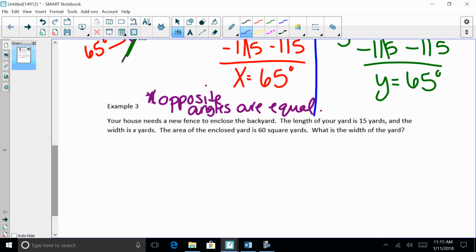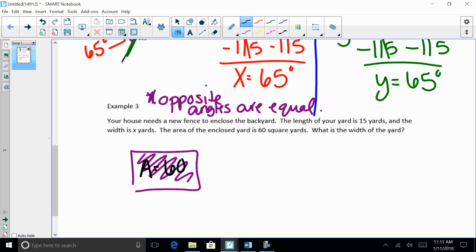Okay, let's look at our last example. Your house needs a new fence to enclose the backyard. The length of your yard is 15 yards, and the width is x yards. The area of the enclosed yard is 60 square yards. What is the width of your yard? Okay, so we're not given a picture, so I'm going to draw a picture here to kind of better illustrate it. So here's our yard that's going to be figured out, and we know that the area of this yard equals 60 square yards. Okay, it tells us that the length is 15 yards, and it tells us that our width is unknown. It's going to be x.